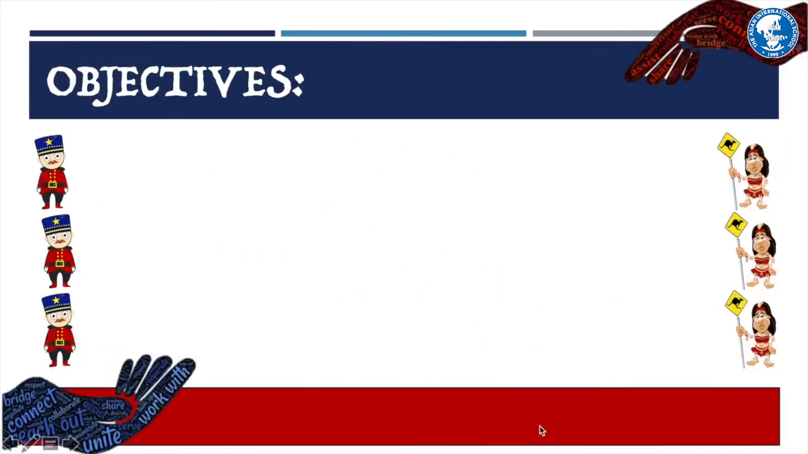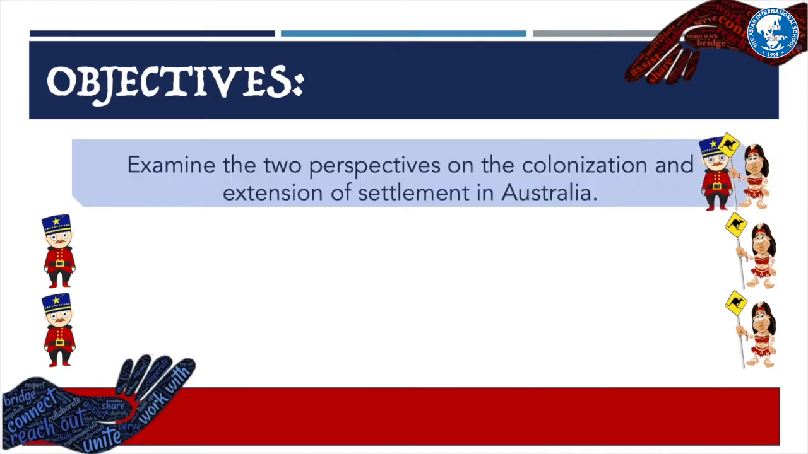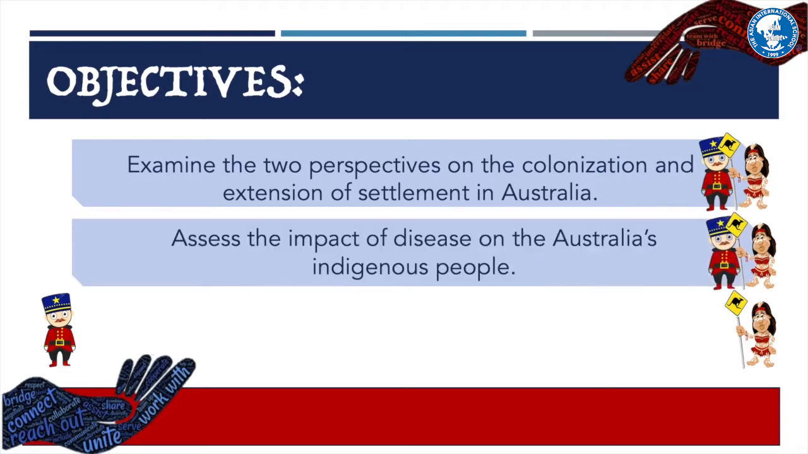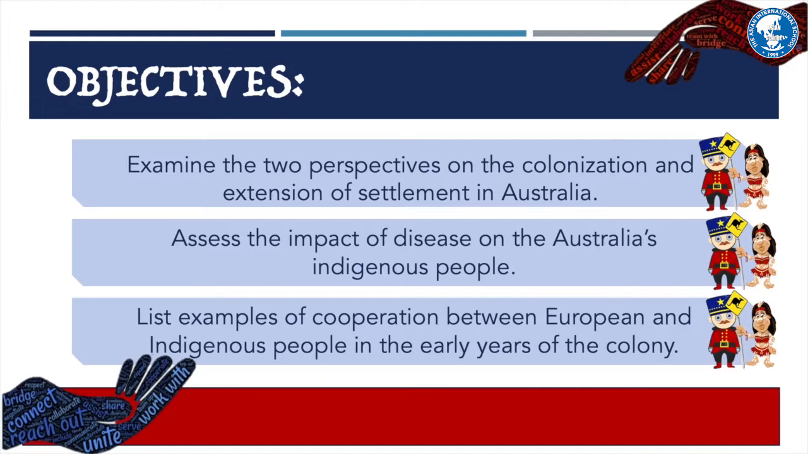And at the end of this lesson, you will be able to examine the two perspectives on the colonization and extension of settlement in Australia, assess the impact of disease on Australia's Indigenous people, and lastly, list examples of cooperation between European and Indigenous people in the early years of the colony.